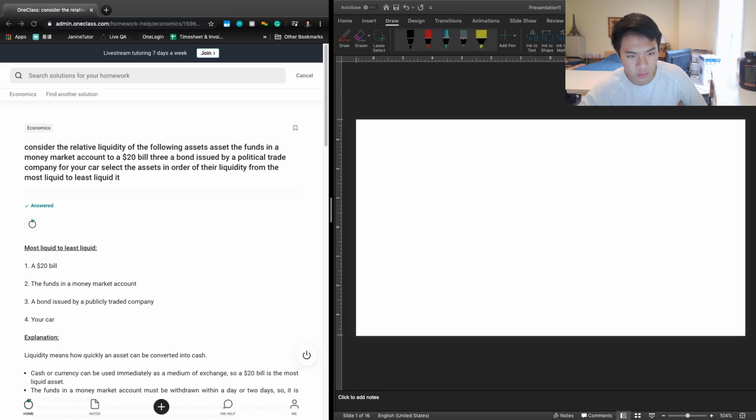So given a $20 bill, a money market account, a bond issued by a publicly traded company, or your car, the first clear answer is that the $20 bill is the most liquid, because a $20 bill is already money. That's the most liquid asset you could have. The second would most likely be a money market account, because that's something like a savings account, and so it might take a day or two to process any withdrawal. But other than that, it's not too long of a process.